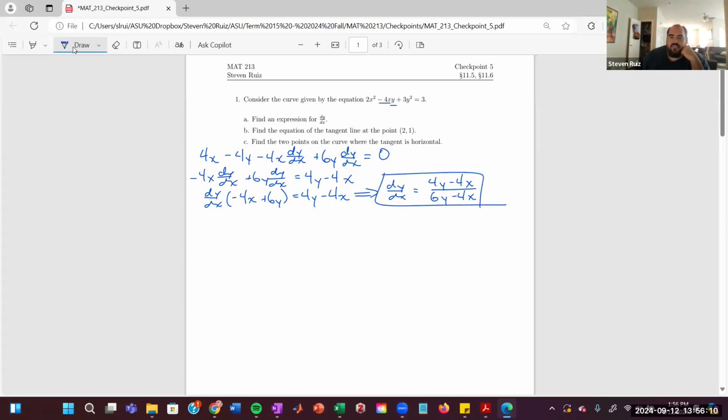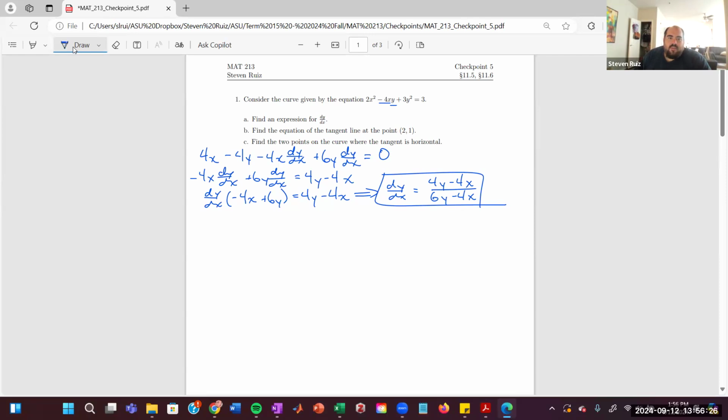So this right here is our derivative. You could probably simplify a little further. All of these coefficients are even, so I could factor a 2 out of both and cancel, but that's totally optional. This is a good derivative. This is a good expression for dy dx.